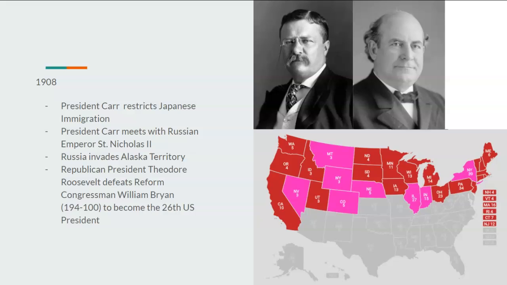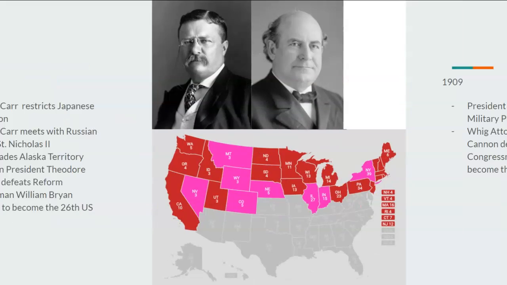President Roosevelt goes for a third term because he thinks nobody can do the job better than him right now. And so Republican President Theodore Roosevelt defeats Reform Congressman William Bryan, 194 to 100, to win re-election. That shouldn't say 26th. That shouldn't say 26th.